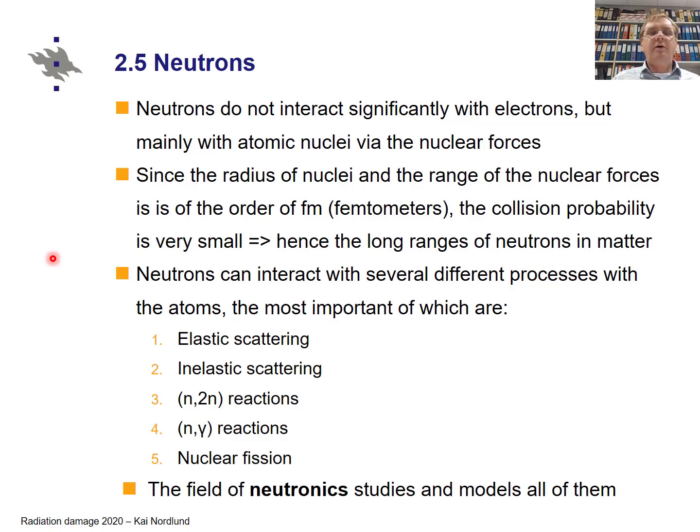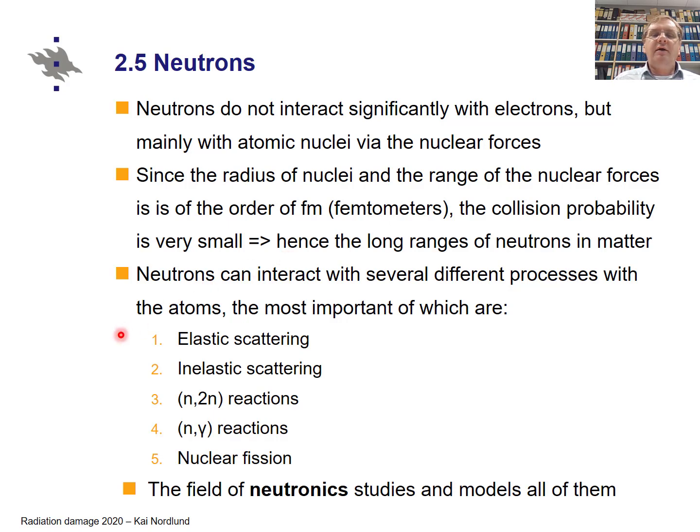Okay, so now we continue the course with discussing neutrons, how neutrons interact with materials. Well, first of all, neutrons are of course neutral particles, so they don't interact with the electromagnetic force, and because of that, the main mechanism by which they interact with materials is by the nuclear forces with the atomic nuclei. And the nuclei, as you probably remember from your physics studies, are very small, of the order of femtometers, so this means that the collision probability is quite small. And this is the basic reason why neutrons travel quite far in the matter.